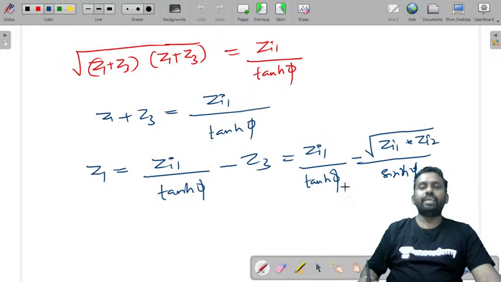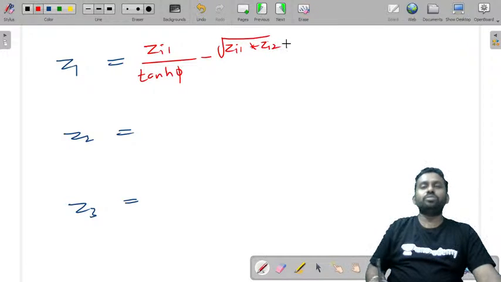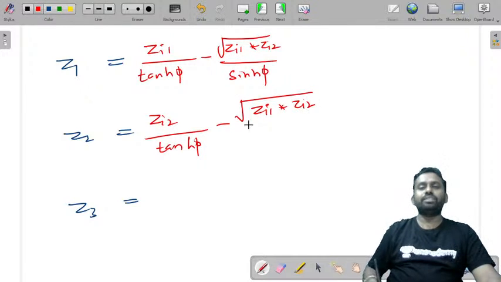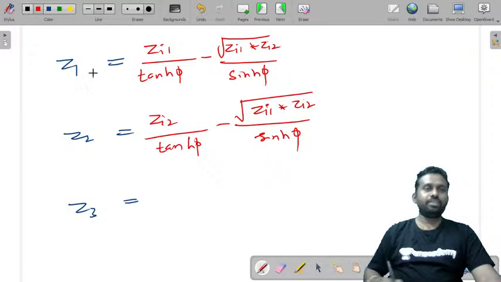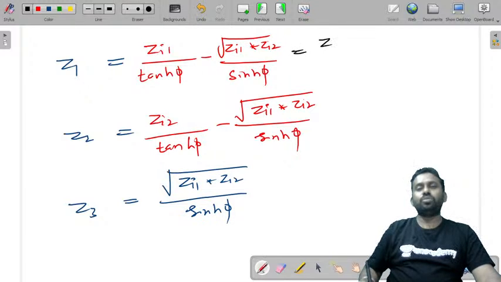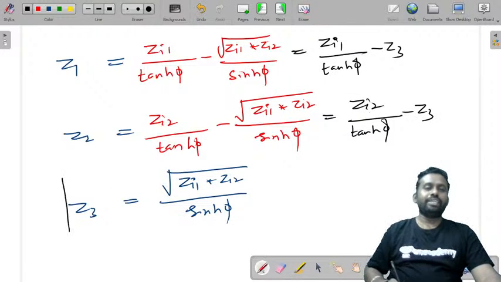What is Z1? Z1 is Zi1/tanh(φ) − √(Zi1·Zi2)/sinh(φ). Similarly, what is Z2? Z2 is Zi2/tanh(φ) − √(Zi1·Zi2)/sinh(φ). Similarly, what is Z3? It is √(Zi1·Zi2)/sinh(φ). This is also written as Zi1/tanh(φ) − Z3, and this is written as Zi2/tanh(φ) − Z3, where Z3 is this value.